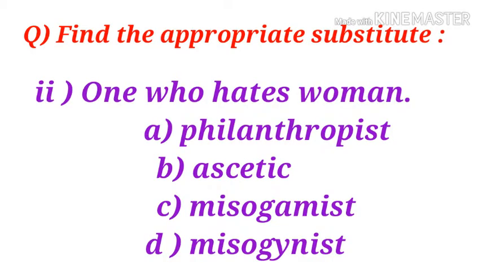Next is a very interesting question. The question is: one who hates women. I repeat, a person who hates women. Who is known as that person? Let us know. We have given certain options, and the options are philanthropist, ascetic, misogamist, and misogynist. These are the 4 options for this question. Now, let's find the meanings of the words.